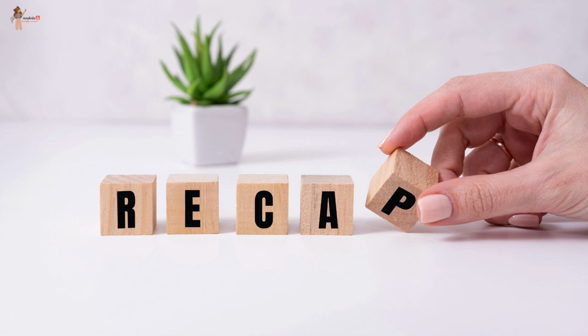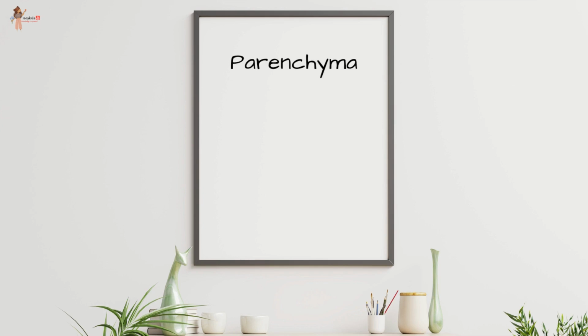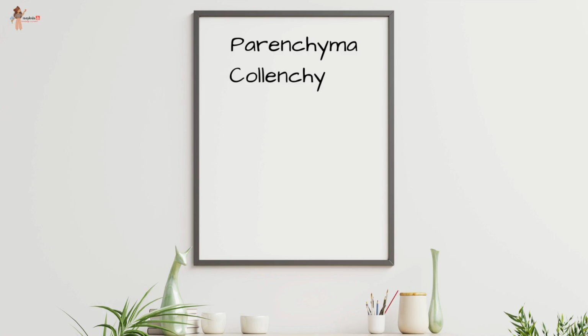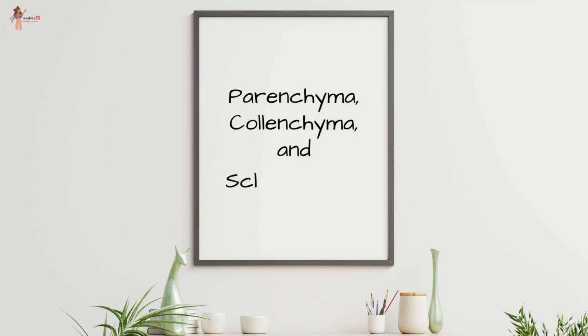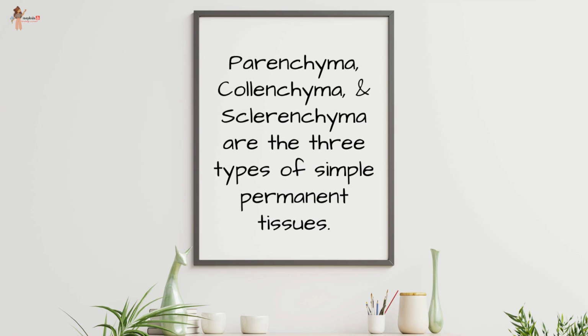Let's do a quick recap. Name types of simple tissues. Parenchyma, collenchyma, and sclerenchyma are the three types of simple permanent tissues.